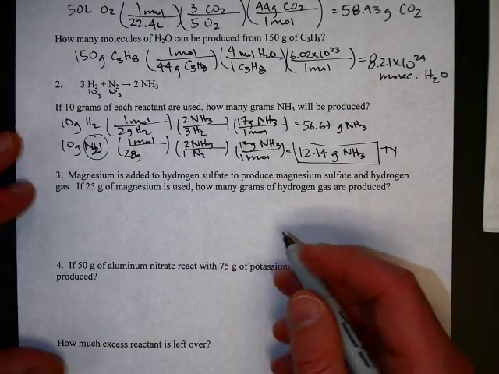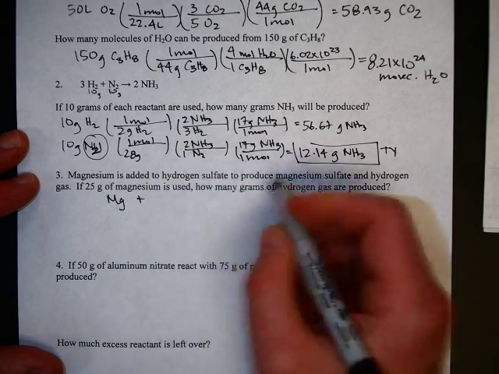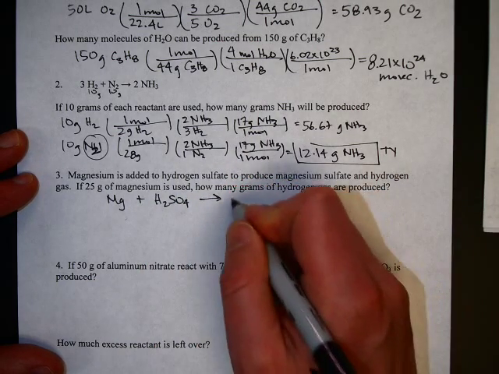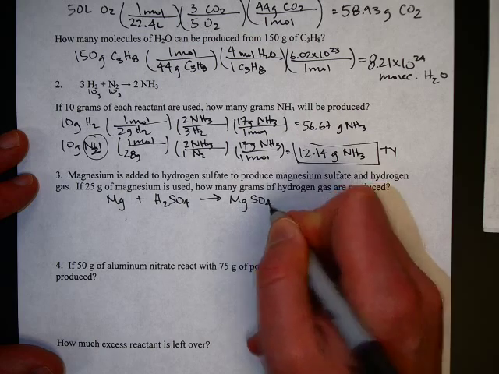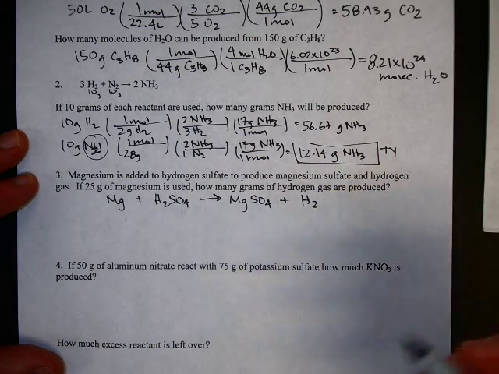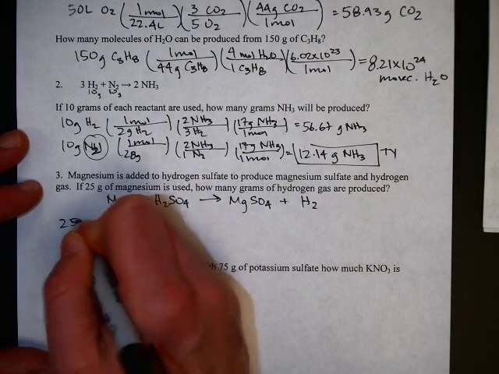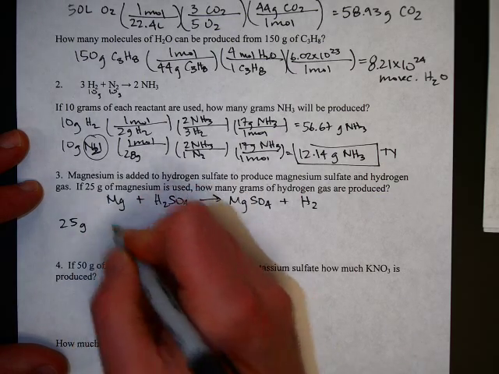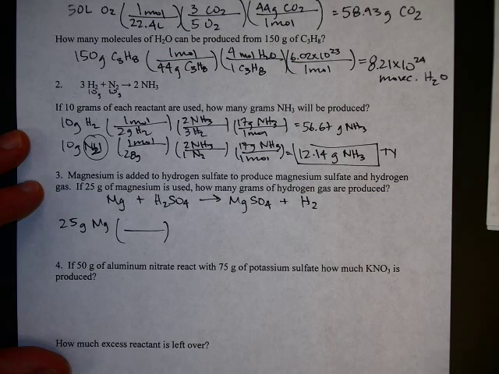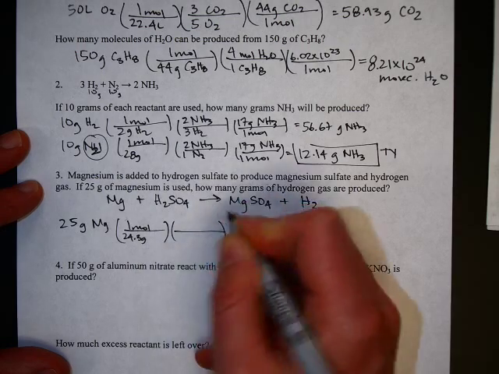That's some other numbers. We need a balanced reaction first. So magnesium is added to hydrogen sulfate, which is H2SO4, to produce magnesium sulfate, plus 2 and minus 2, so they cancel out, and hydrogen gas. 2, 2, 1, 1. Everything is balanced, so we're starting with 25 grams of magnesium. Only one number, so just do this once. 25 grams of magnesium. Molar mass of magnesium is 24.3. And we know it's 1 to 1.